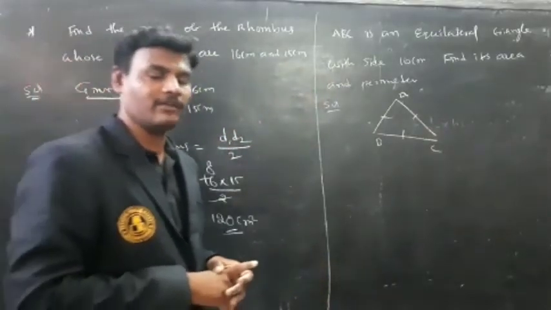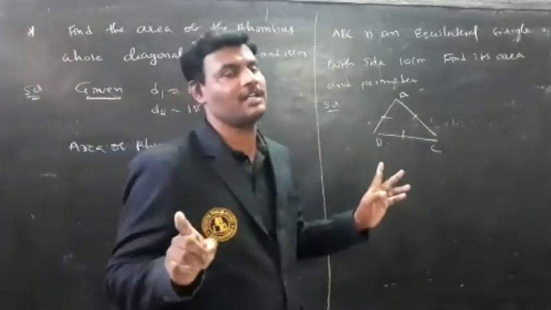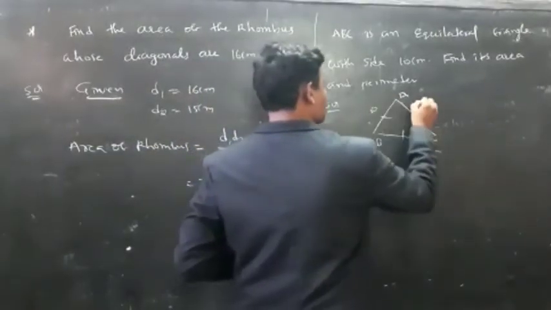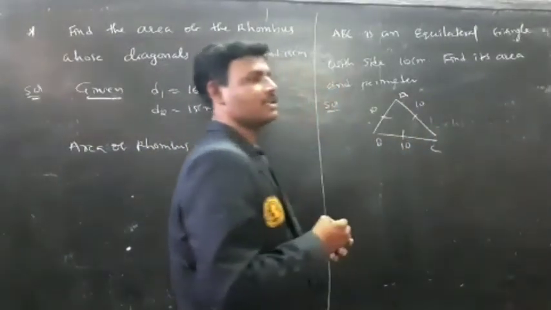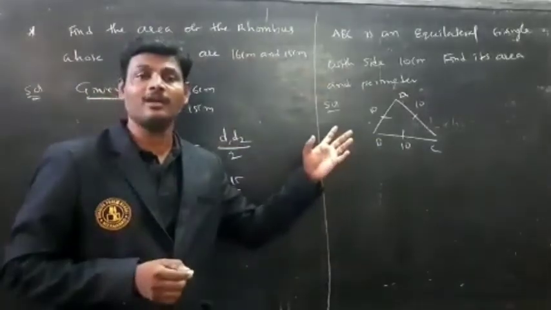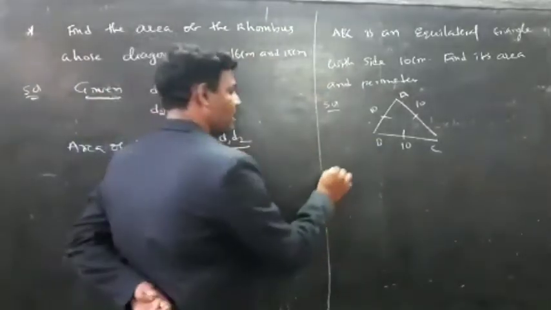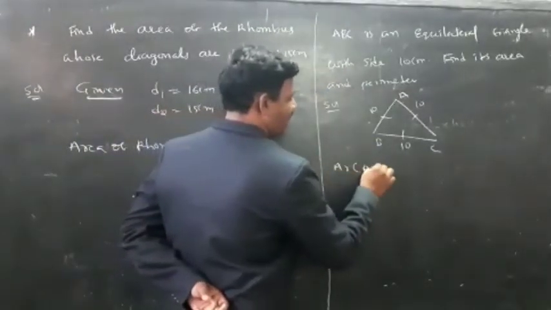What is the meaning of an equilateral triangle? The lengths of all sides are equal. So here 10 centimeters, 10 centimeters and also 10 centimeters. Now I need the area and perimeter of the triangle. What is the area of triangle ABC?